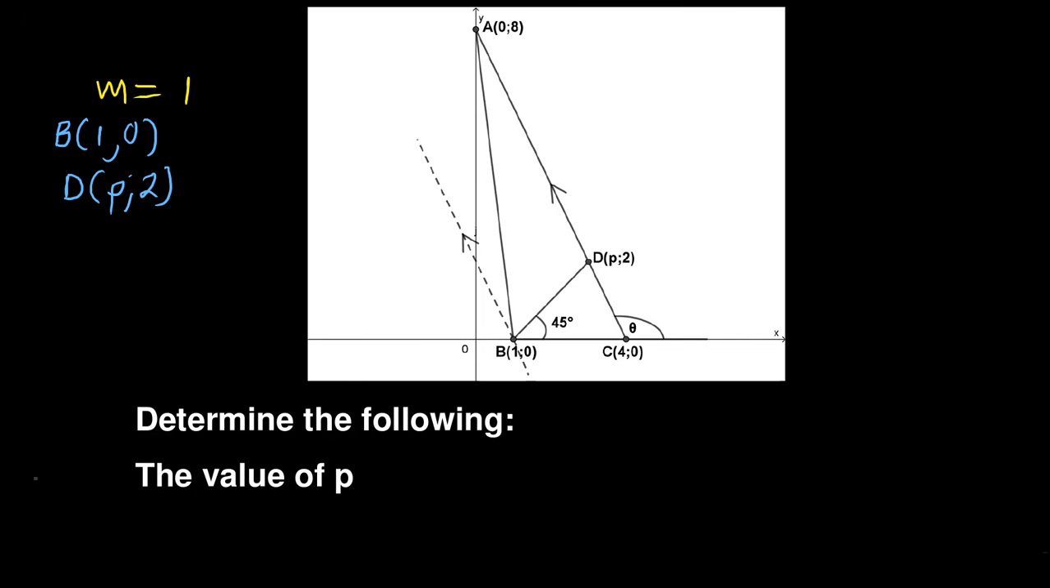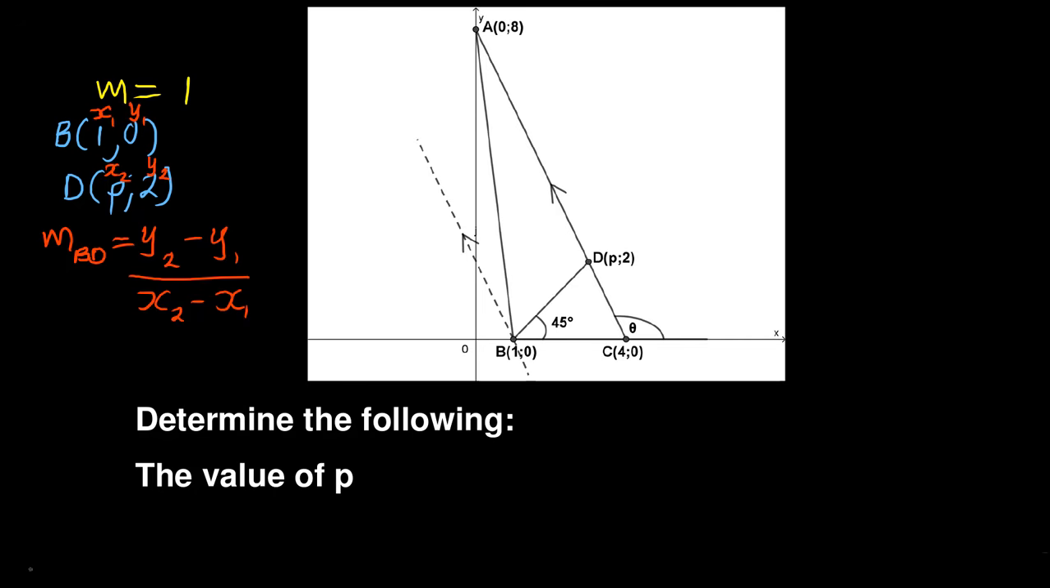With this information, we can use the formula for the gradient, and the formula for the gradient says M of BD, which is the gradient of BD, is (y2 minus y1) over (x2 minus x1). This formula for the gradient is not given in your formula sheet, so I will encourage you to always know this formula. And then we can now determine which one is our x1. I can make this my x1 and that my x2 and my y1 and my y2.